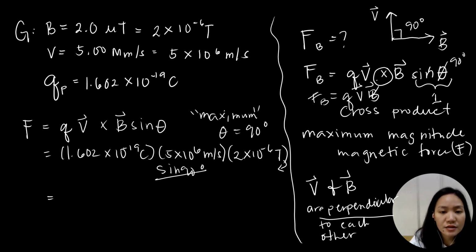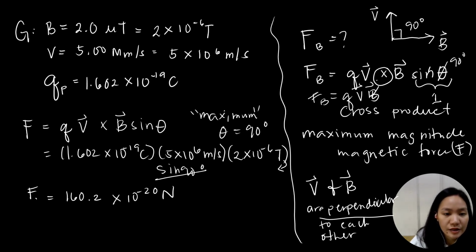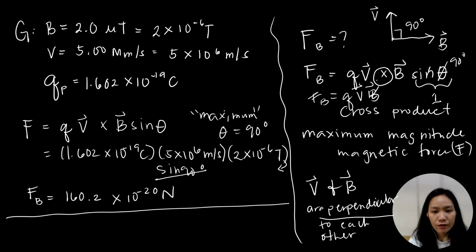You can actually cancel that one out. And the answer would be, you can type it in your calculator. If you got 160.2 times 10 raised to negative 20 newtons, then you got the correct answer. This is the magnitude of the magnetic force that will act on the proton as it passes through the magnetic field B.